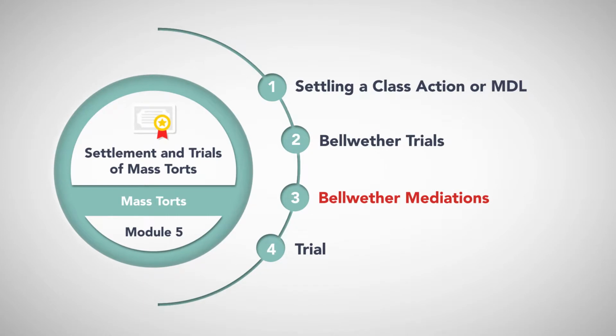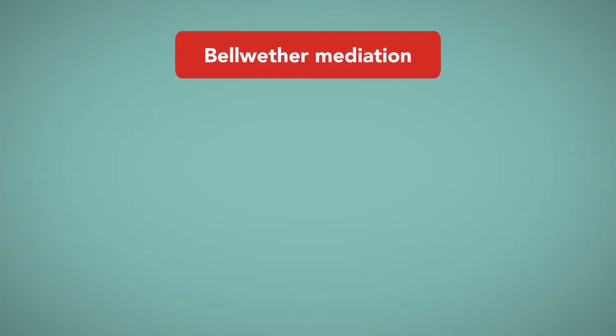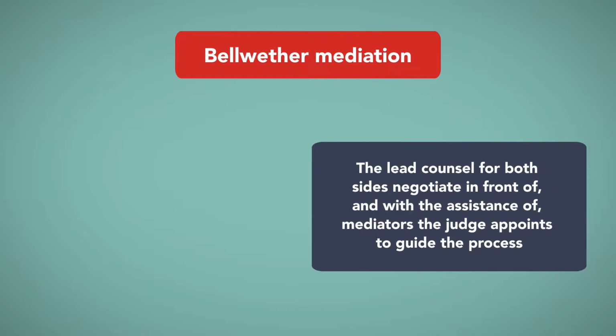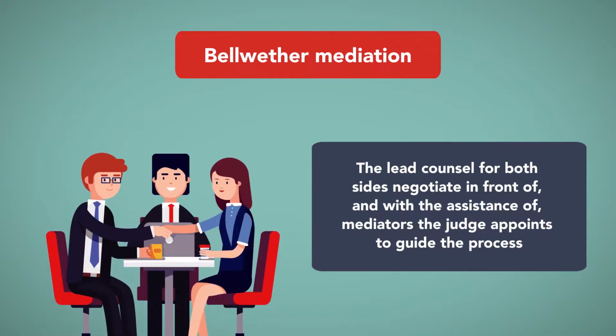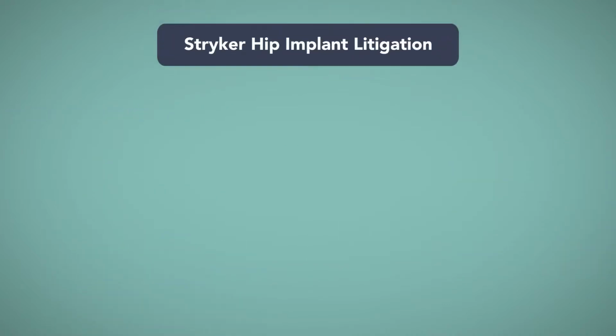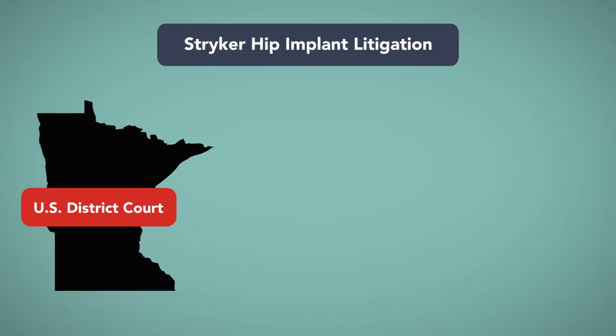Bellwether mediations. Another tool MDL judges may use is bellwether mediation. In mediation, the lead counsel for both sides negotiate in front of and with the assistance of mediators the judge appoints to guide the process. The mediators do not tell the parties what results to reach, but they do provide structure, opinions about the strength and admissibility of evidence, and other guidance that may help the parties reach resolution. This is a tool developed only recently, but it has been used in cases like the Stryker hip implant litigation in the United States District Court for the District of Minnesota.